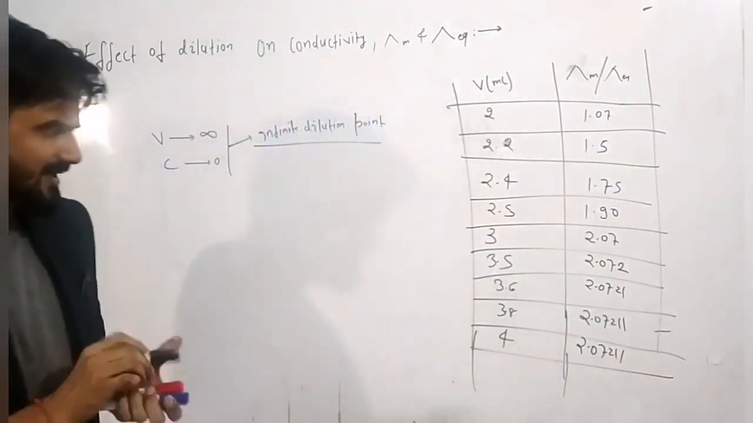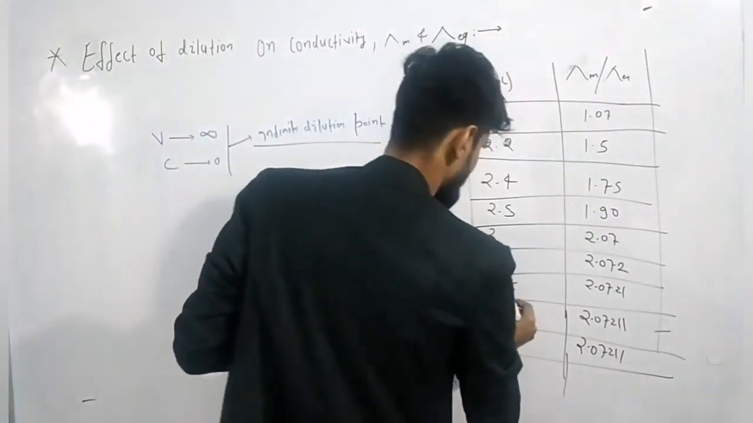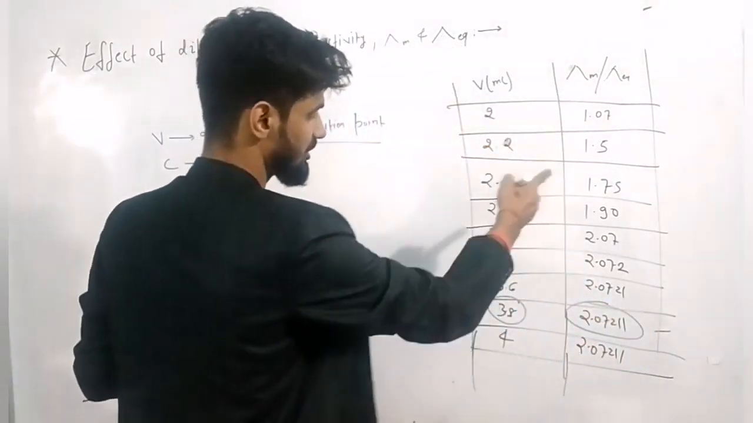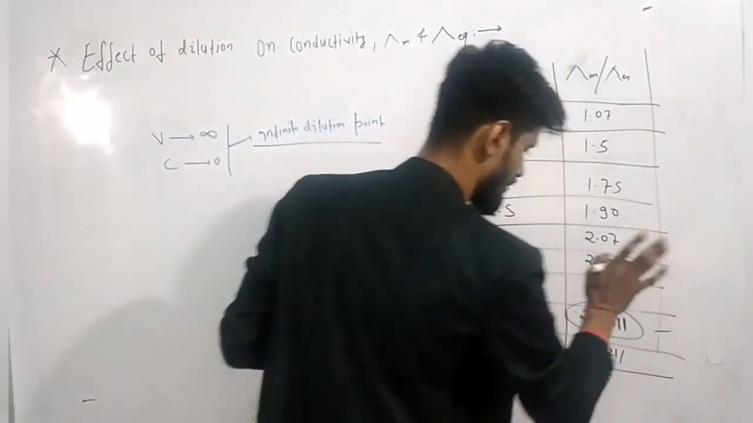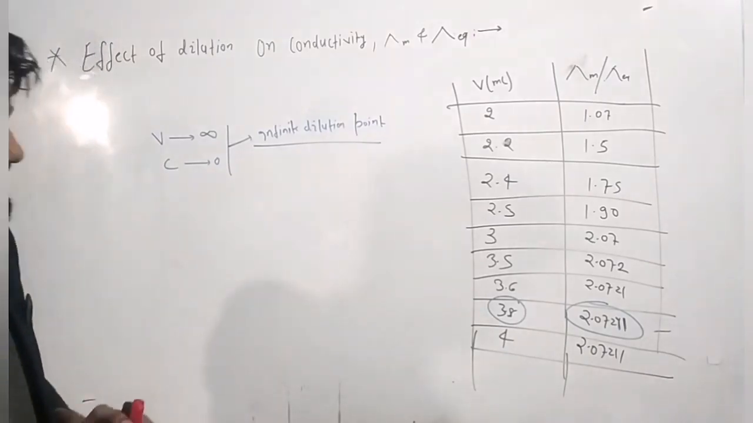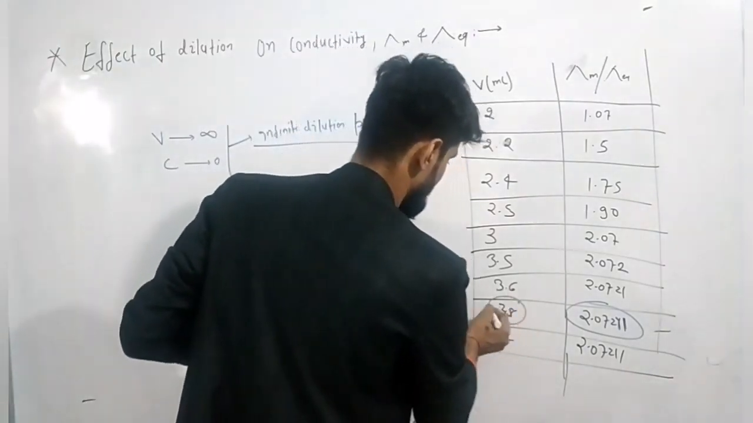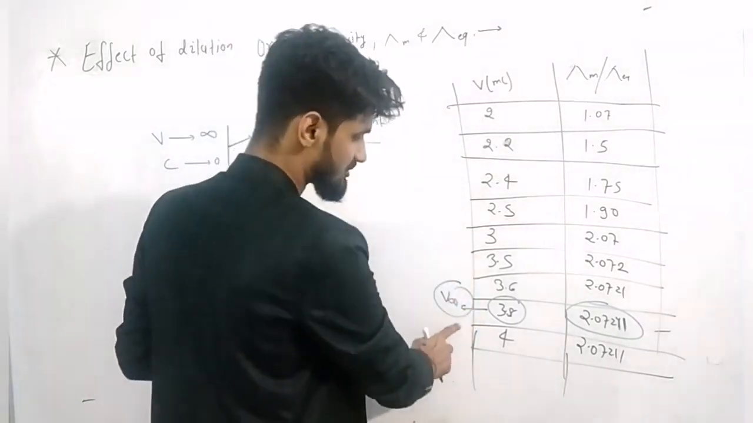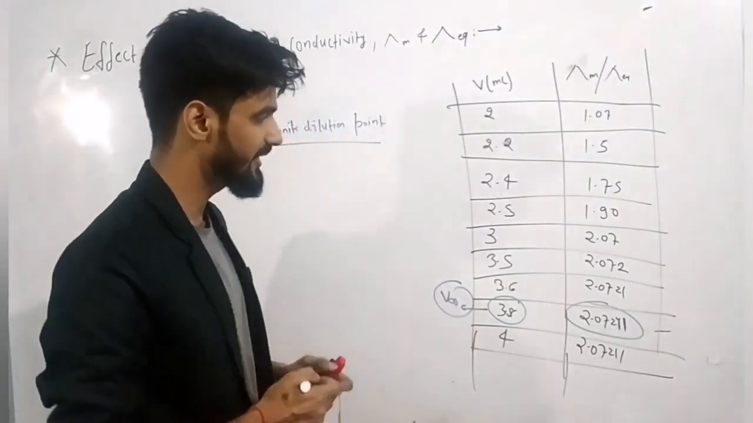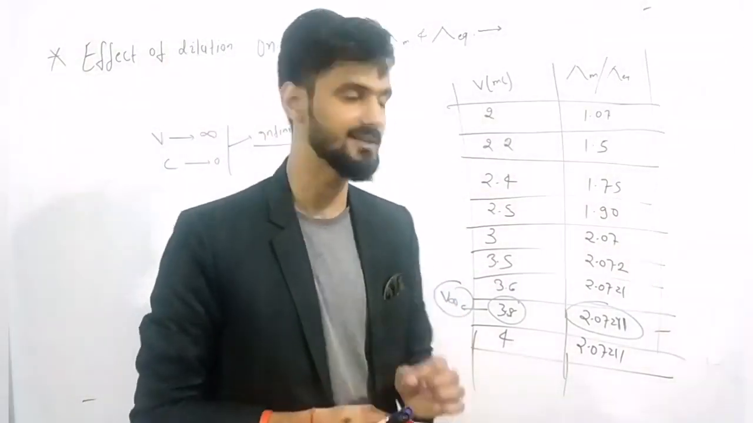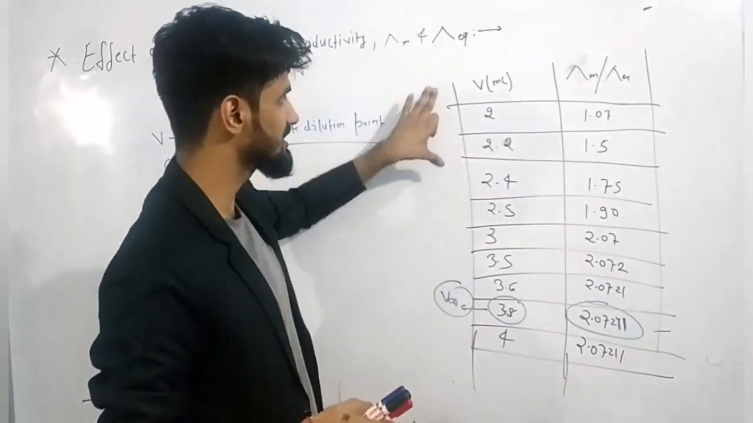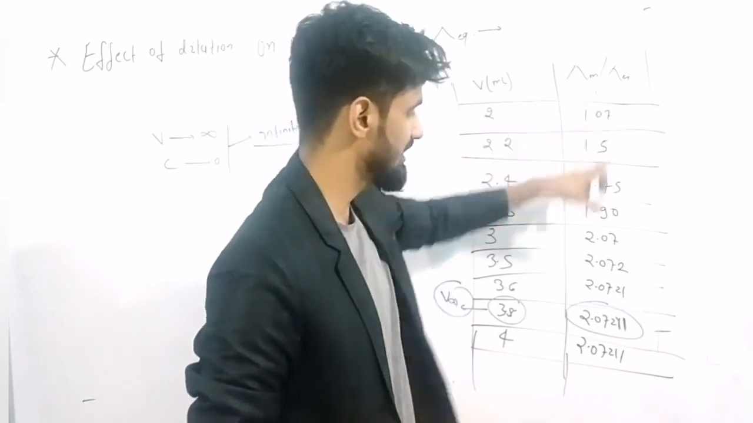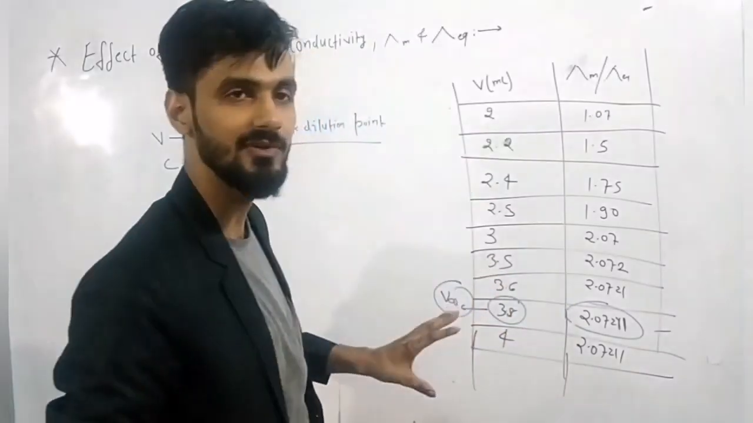Now, at volume 3.8, what is going to happen? You can see that at a volume of 3.8 milliliters, the equivalent conductance or molar conductance value becomes constant. It's not going to increase. Then understand, this point is called the infinite dilution point, and this volume is called V infinite. So practically, we can define the infinite dilution point of an electrolytic cell as the point or volume for which the equivalent conductance and molar conductance value is not going to change.